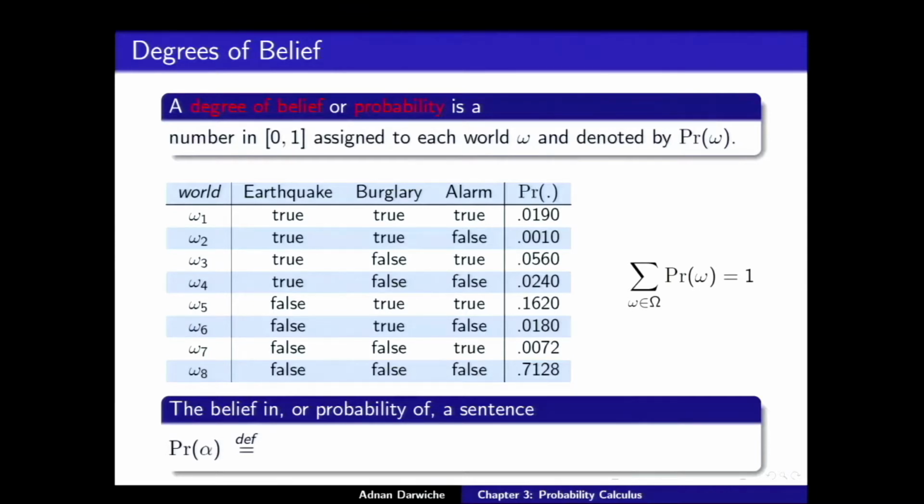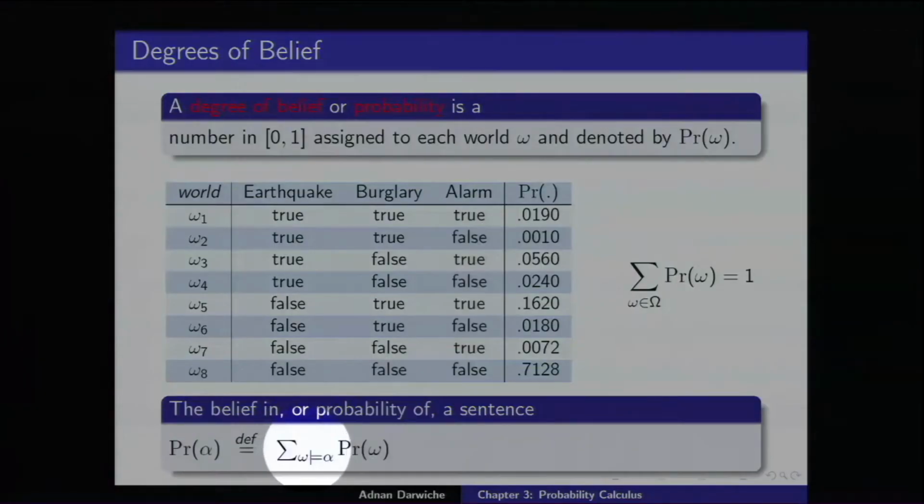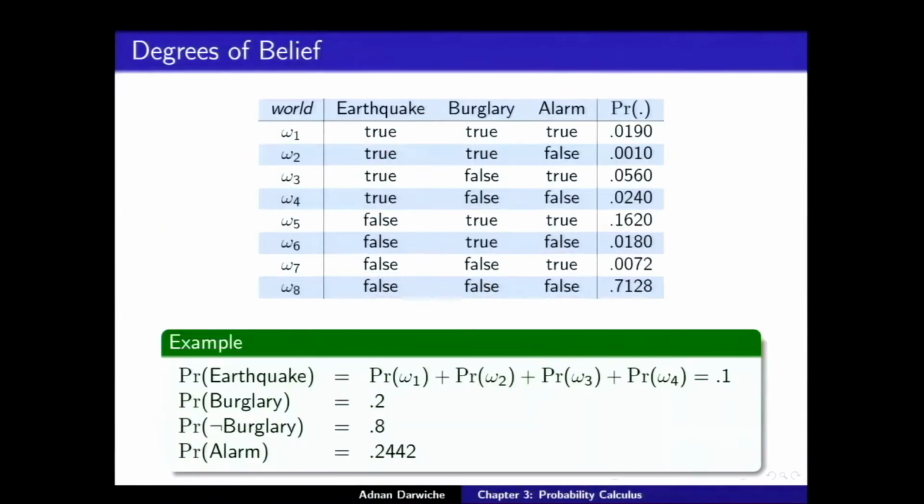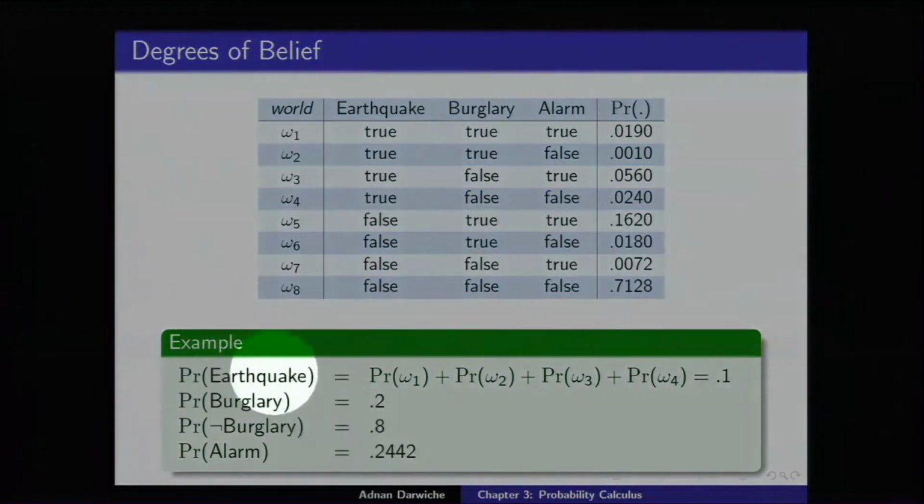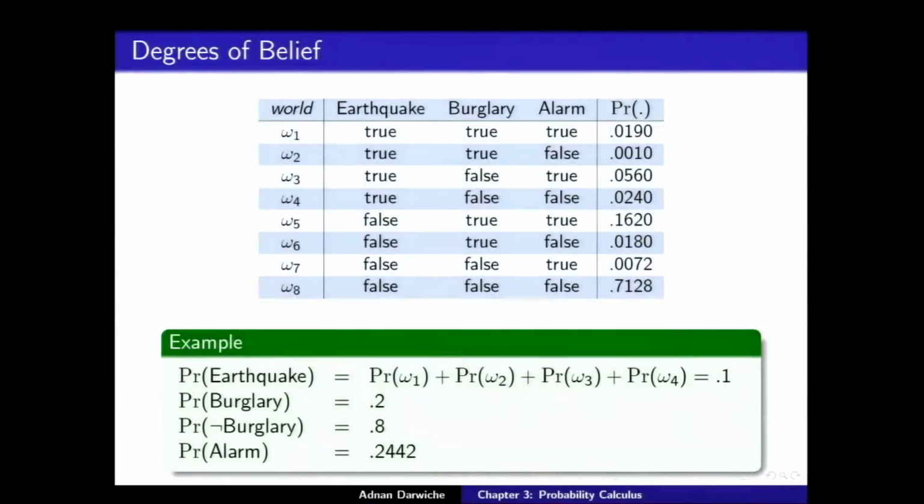And the nice thing is we have a nice notation for this from last time. If you look here, we have this notation which says sum over all worlds that entail alpha. You see the notation? And we just add these particular worlds. And here are some concrete examples. If you look at this and you see the probability of earthquake, we just added up the 4 worlds that make earthquake true, and we got this. And then burglary, not burglary, and alarm, all of these become easy. So now we have this basic notion of assigning a degree of belief to a sentence.